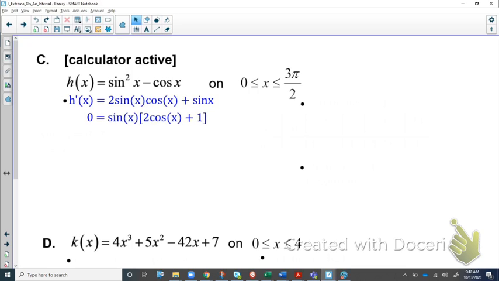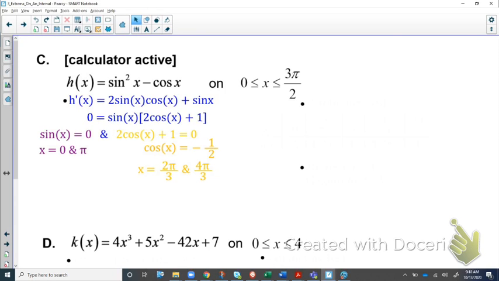But at the same time, I'm recognizing that in that first row that I have typed up, sine of x is a common factor, so I'm going to factor that out. And now I have the function in completely factored form, so I'm going to set each factor equal to 0. Sine of x is equal to 0. And 2 sine of x plus 1 is equal to 0.